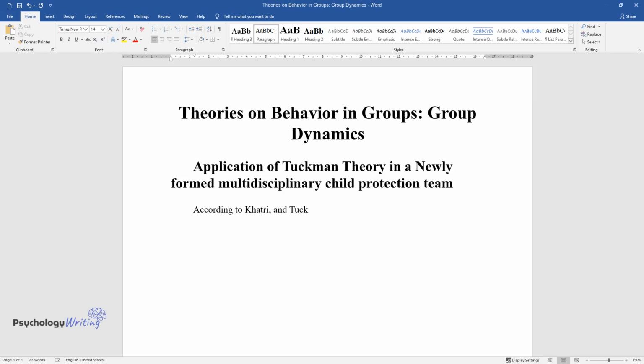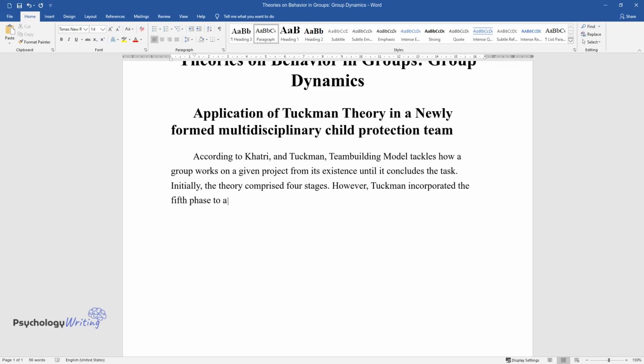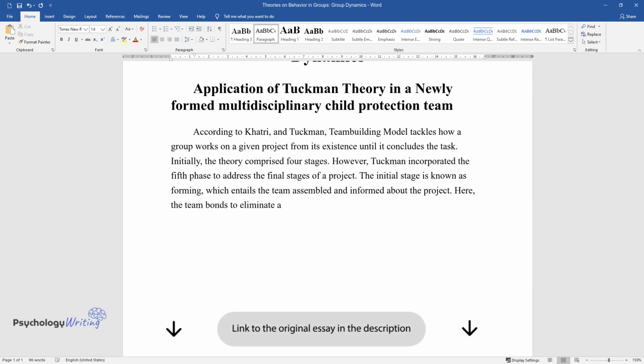According to Khatri and Tuckman, the team-building model tackles how a group works on a given project from its existence until it concludes the task. Initially, the theory comprised four stages. However, Tuckman incorporated a fifth phase to address the final stages of a project. The initial stage is known as forming, which entails the team being assembled and informed about the project. Here, the team bonds to eliminate any autonomy.